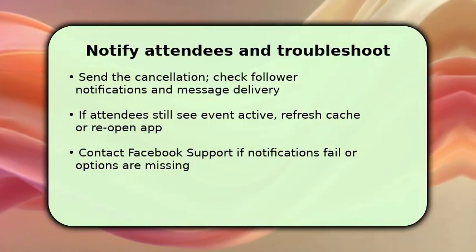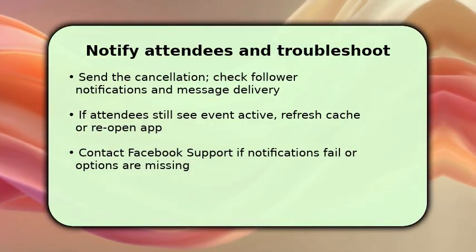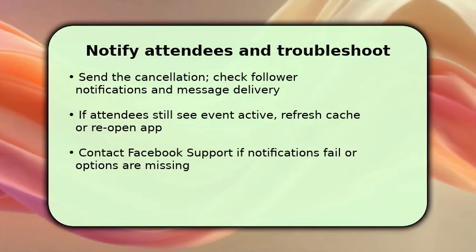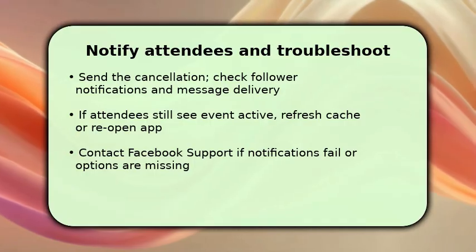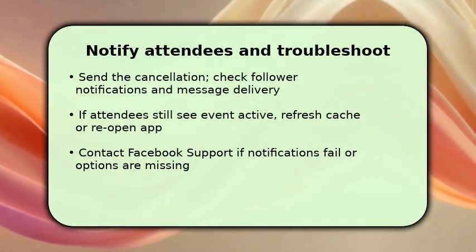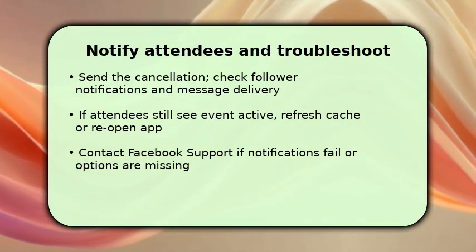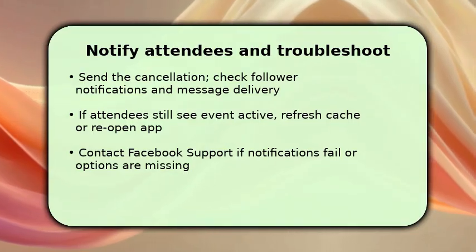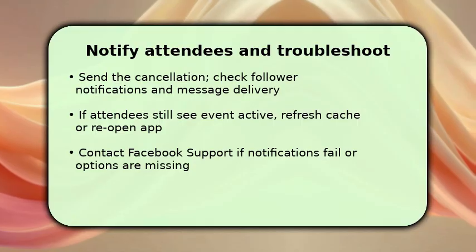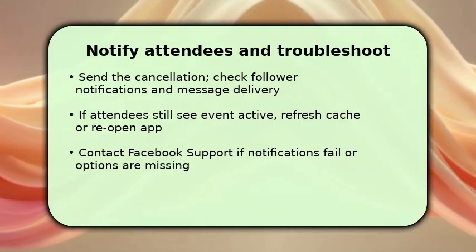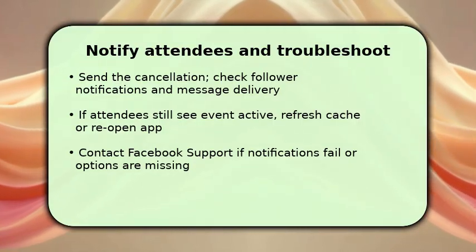Once done, make sure attendees received the notice by checking attendee list status and recent activity. Refresh your browser or reopen the app if the event still shows as active. If the cancel option is missing, recheck host status, clear app cache, and update the app. If that fails, contact Facebook support with screenshots. This resolves permission bugs or notification delivery problems.